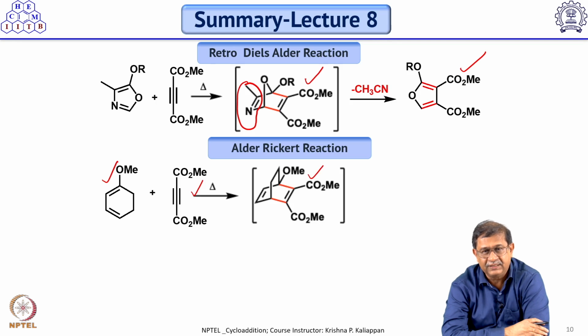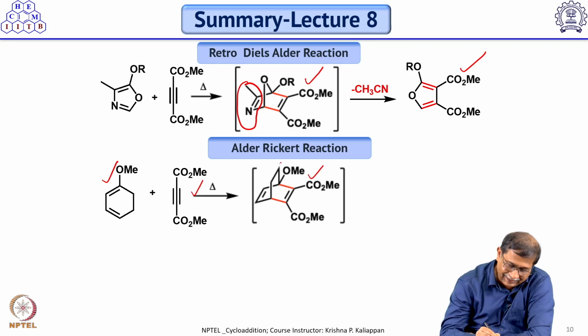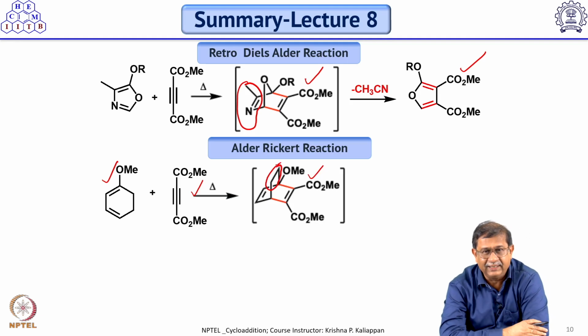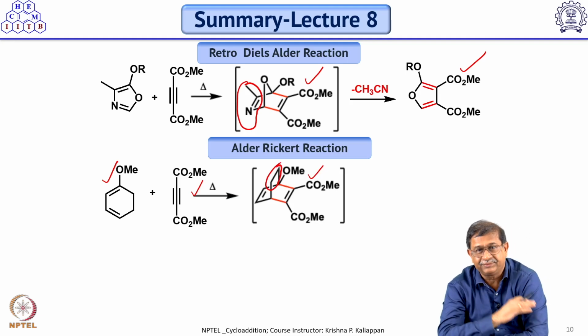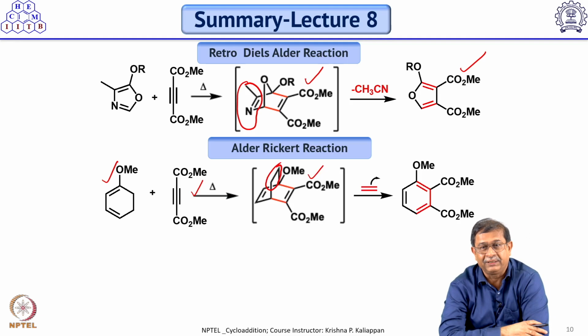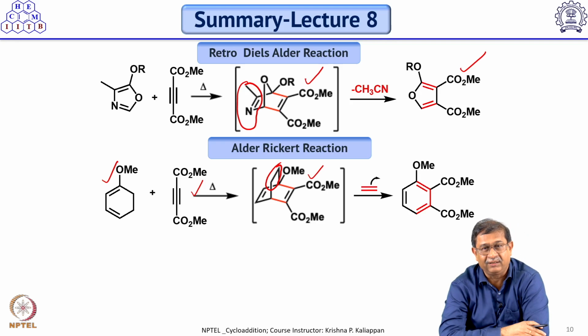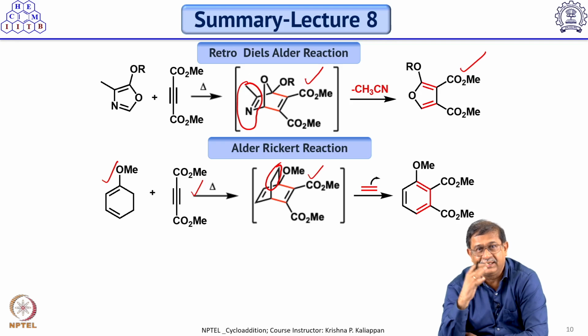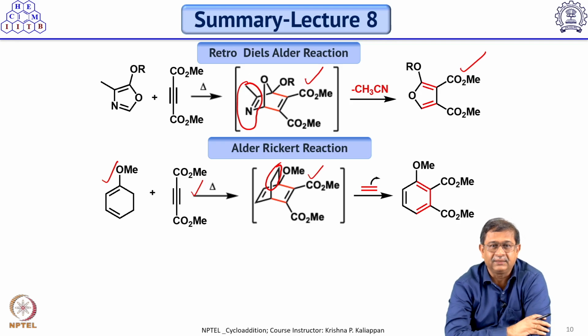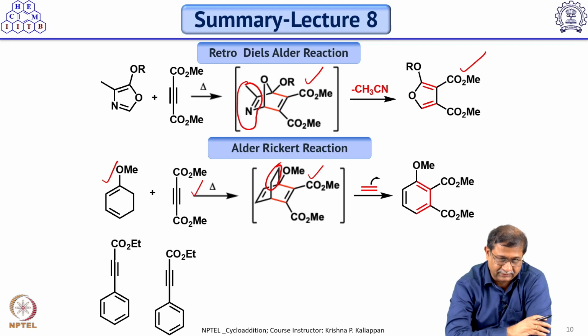So now this, upon further heating, can undergo again a retro-Diels-Alder reaction, with elimination of ethylene to give an aromatic compound. So this is another interesting method to make polysubstituted aromatic compounds, where you start with a cyclic diene, treat with dimethyl acetylene dicarboxylate, followed by further heating, and you get the Alder-Rickert reaction product.